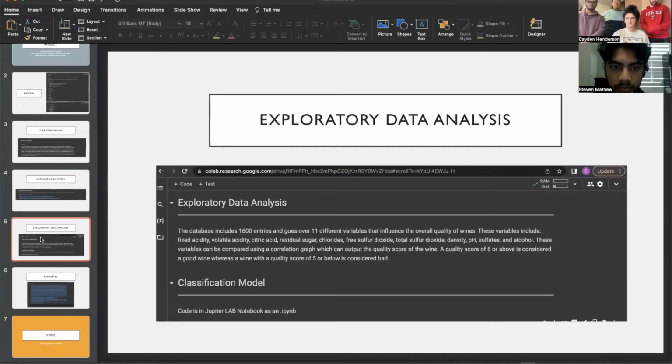Okay, then the exploratory data analysis. This database includes over 16,000 entries and goes over 11 different variables, which is a lot of categories to cover. These variables include fixed acidity, volatile acidity, citric acid, residual sugar, chlorides, free sulfur dioxide, total sulfur dioxide, density, pH, sulfates, and alcohol. These variables are all used to determine the quality of the wine and how other people feel about the wine. They all contribute to the quality.